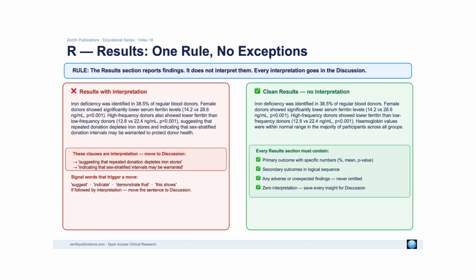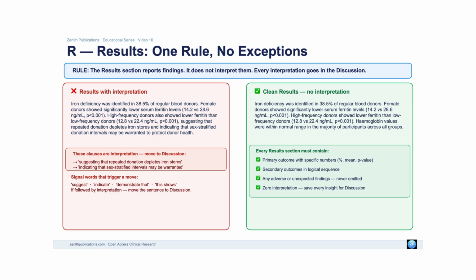The results section has one rule, and it has no exceptions. Report what you found. Do not interpret it. This is the rule most authors break, almost always in the last sentence of a paragraph. Here is an example. Iron deficiency was identified in 38.5% of regular blood donors. Female donors showed significantly lower serum ferritin levels. High-frequency donors also showed lower ferritin than low-frequency donors.